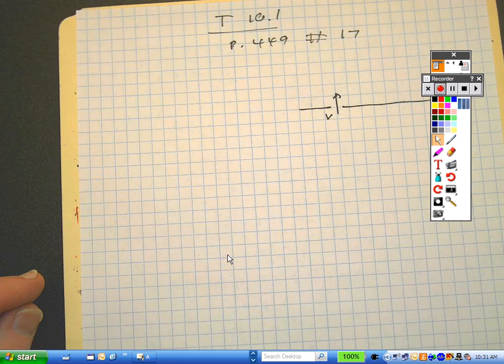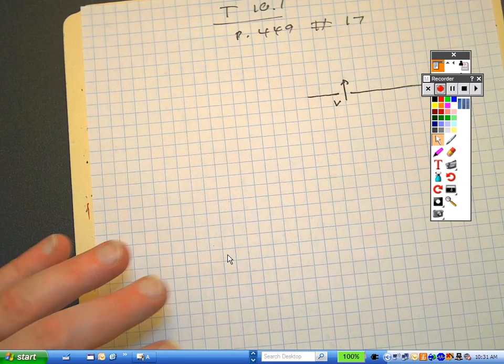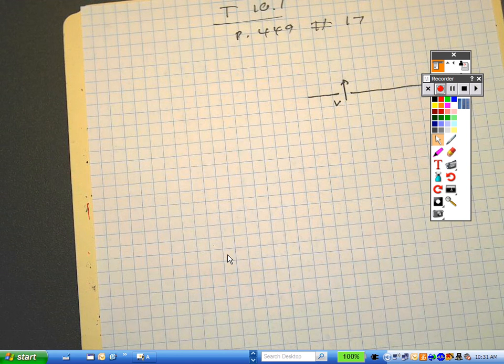Hey, AP Physics students, here are some hints for textbook assignment T 10.1, page 449, number 17. This is about a mass spectrometer.